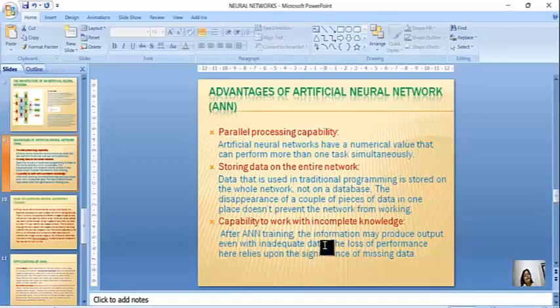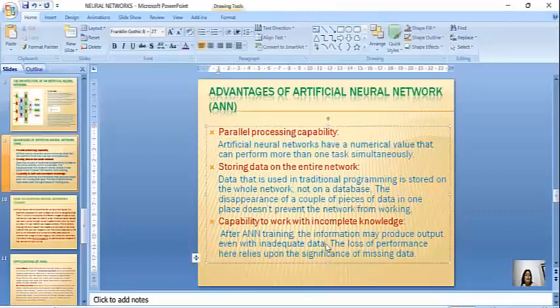Now, number three is the capability to work with incomplete knowledge. Suppose, when we are training, obviously you know very well, for any AI product or project, after finishing that project, that product will be trained. So same as after ANN training, the network may produce output even with inadequate data. If the data is not complete, if the data is not proper, then also the output will come. The loss of performance here relies upon the significance of the missing data. So the capability to work with incomplete knowledge, that is the beauty of the ANN.